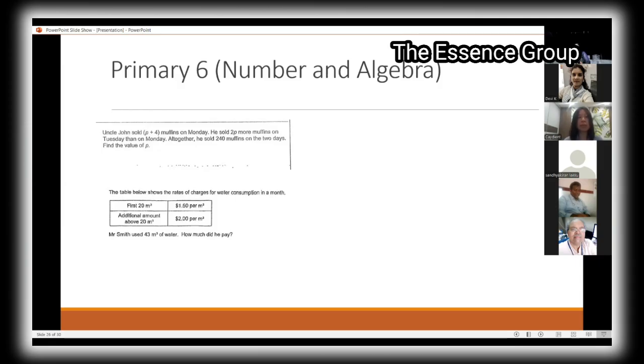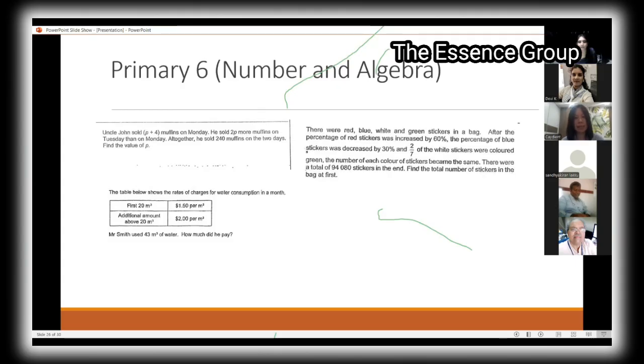Then after that, take the difference, 43 minus 20 to find the remaining 23 meter cube, and then multiply by $2 per meter cube, and then they add the numbers together. Okay, so it's very important in primary school that they label. Okay, we apply it to real world concepts.